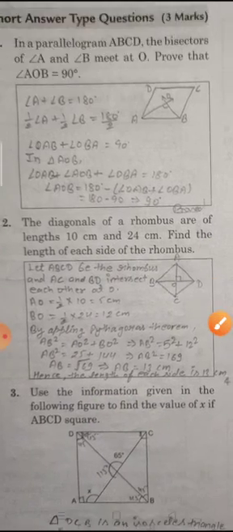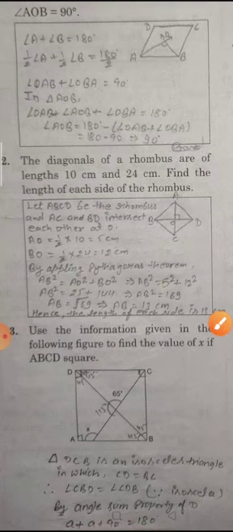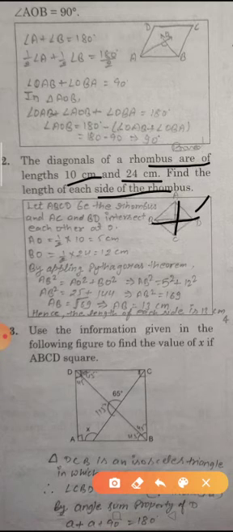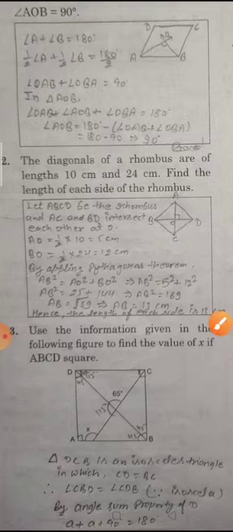Now question number two. The diagonals of a rhombus are of length 10 cm and 24 cm. Find the length of each side of the rhombus. So let ABCD be the rhombus, and AC and BD intersect each other at O. So this is AO.